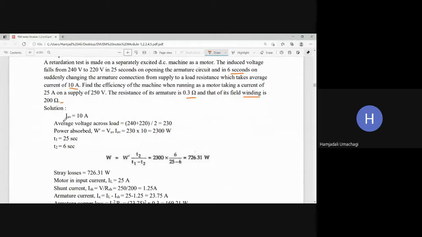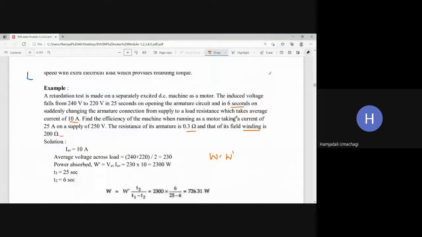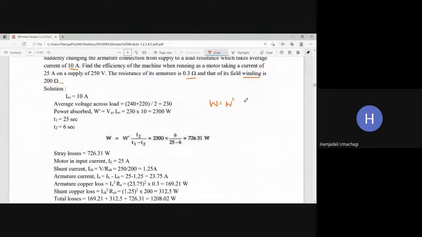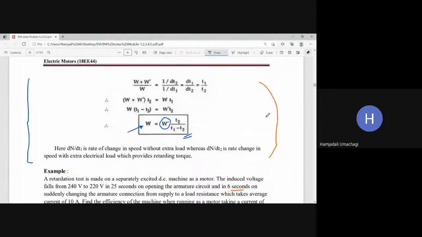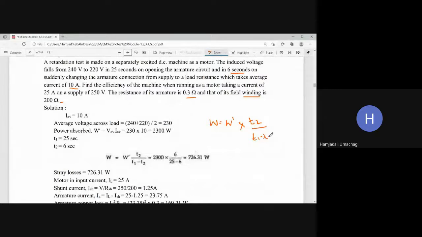I told you what the formula is in this case. The formula here is W = W' into T2 upon (T1 minus T2). This formula we should use now, to calculate the stray losses. What is this W'? This is the power loss, or the power absorbed by the resistive element. It is nothing but the product of the average current and the average voltage. So in order to calculate W', let us see now.